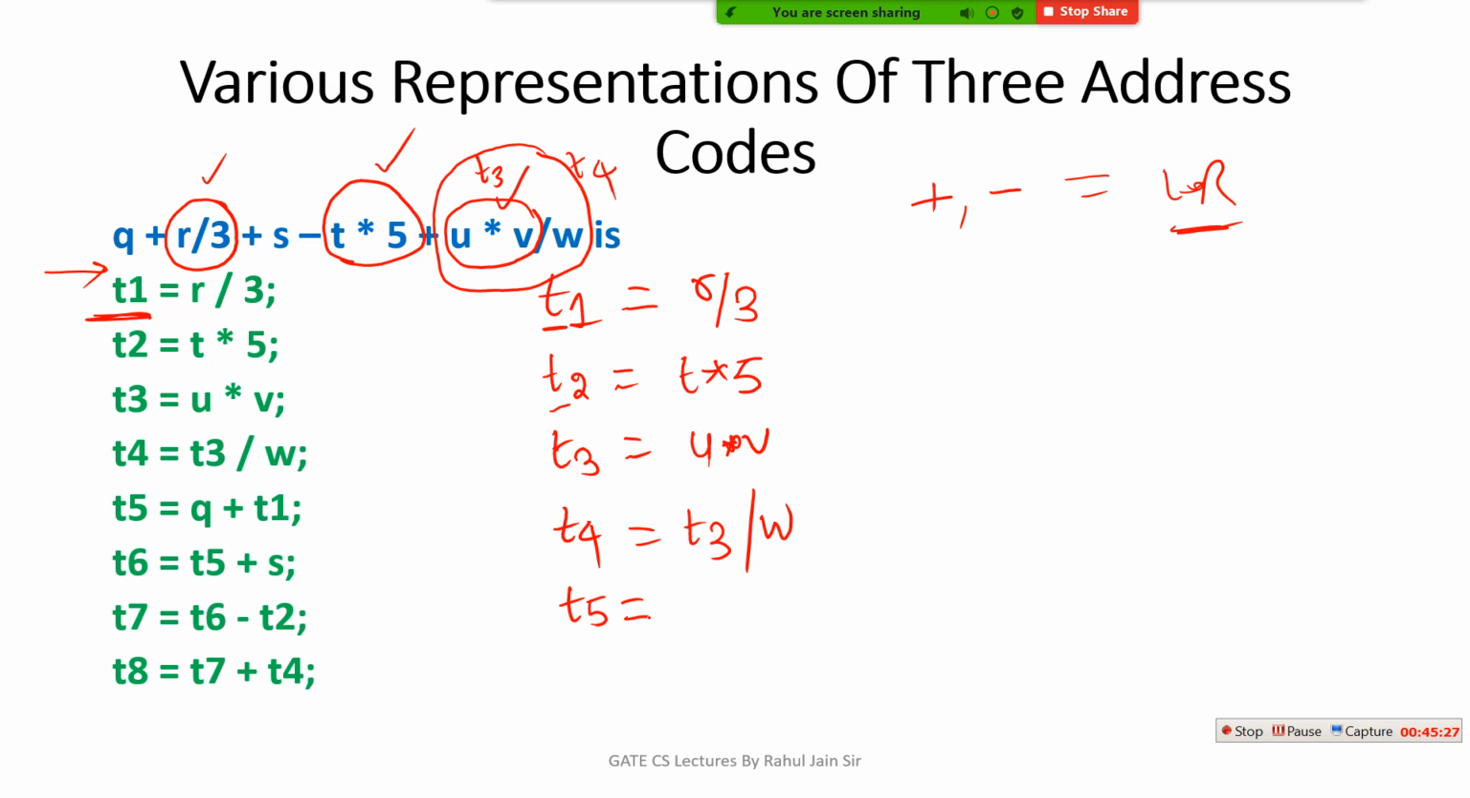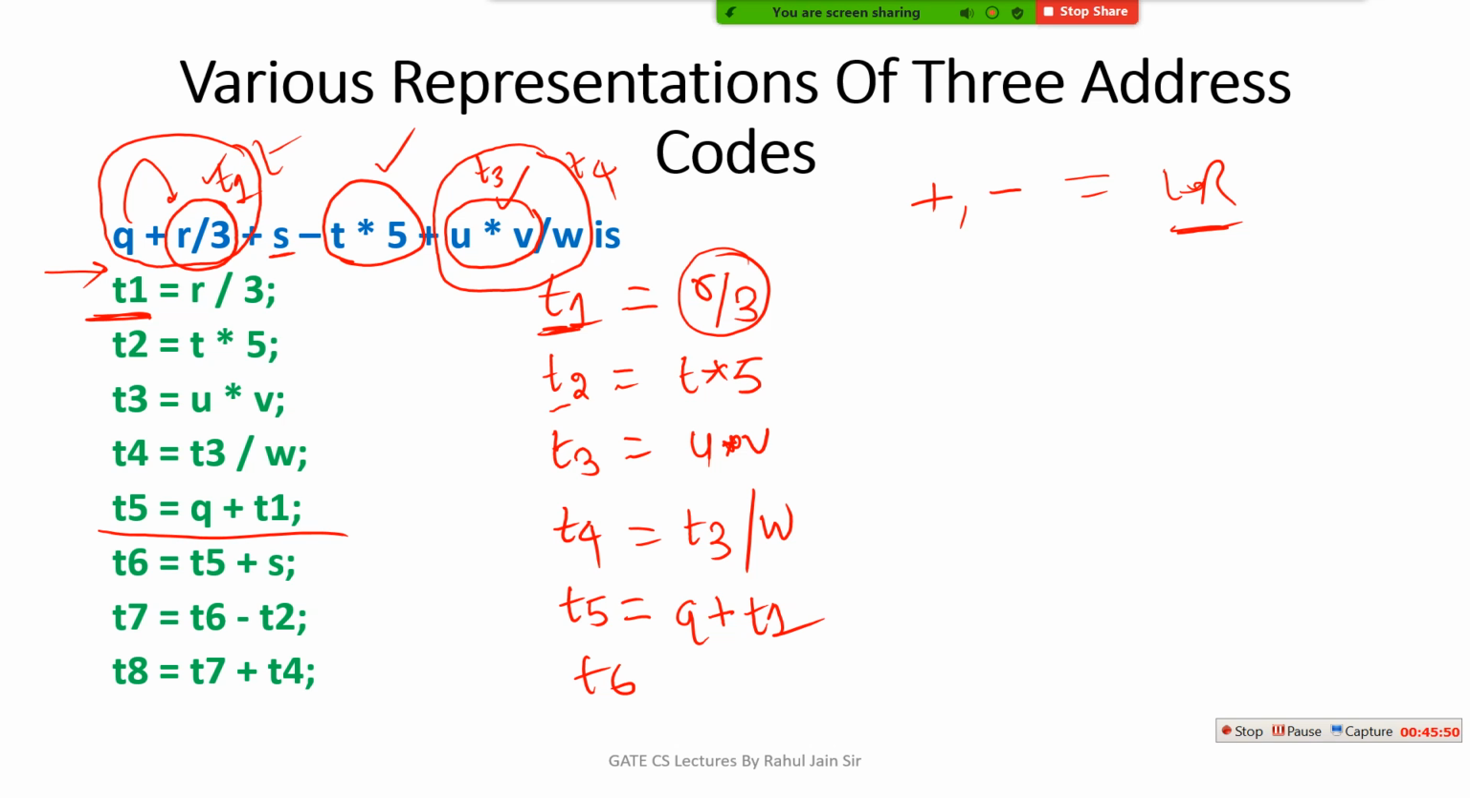So in t5, what I will do is add q to the result of r divided by 3. R divided by 3 is t1. So in t5 I will hold the value of q plus t1. In t6 I will add S to it. To whom will I add S? I will add it to the complete result of this, that is t5, so t5 plus S will be stored in t6.